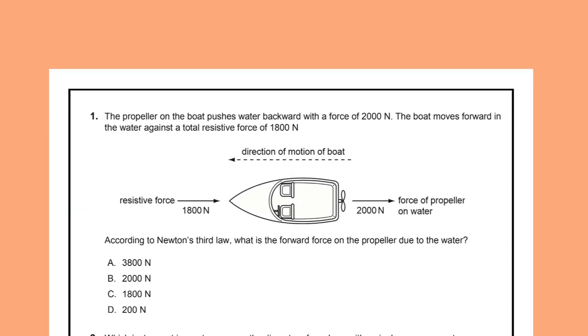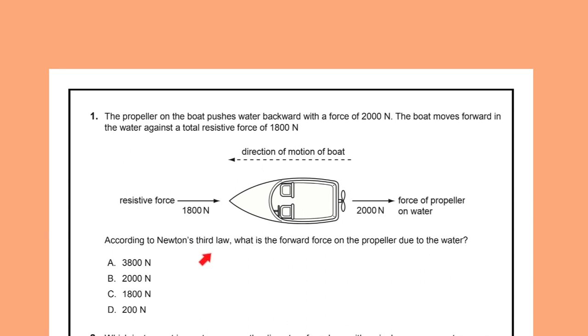So question number 1, the propeller on the boat pushes water backward with a force of 2000 Newton. The boat moves forward in the water against a total resistive force of 1800 Newtons. According to Newton's third law, what is the forward force on the propeller due to the water? So if you look at this question, you are given this resistive force which is backwards, force of propeller on the water which is also backwards, but the boat is moving forwards. And it says according to Newton's third law, what is the forward force on the propeller due to the water?